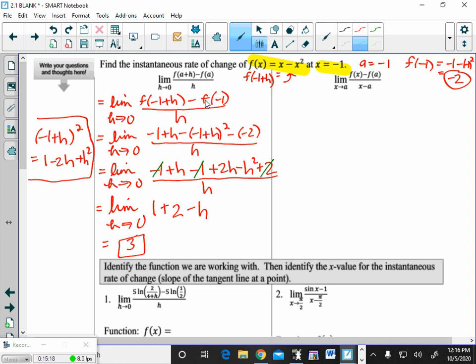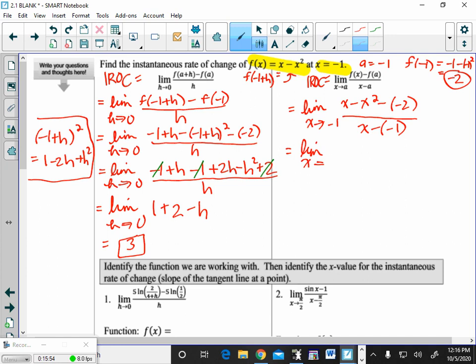Okay, these are the same expressions for the instantaneous rate of change. This is the instantaneous rate of change. There are two different expressions. Let's see how this one works. We have the limit as x approaches -1, and we need f of x. F of x is just x minus x squared. It didn't give us anything to put in the function, minus f of a, which is a -2, all over x minus a, which is a -1. Let's take a moment to simplify, and we have x minus x squared plus 2 all over x plus 1.